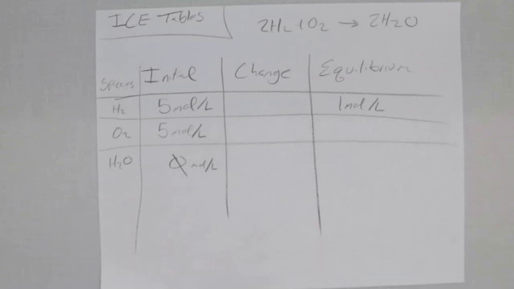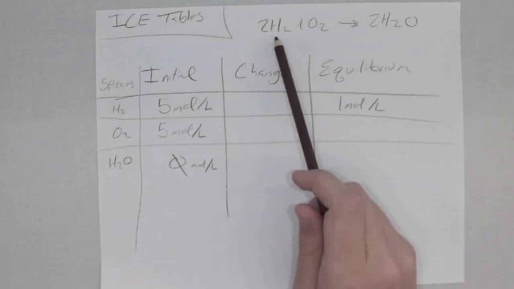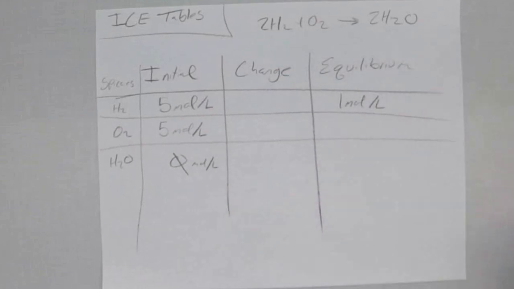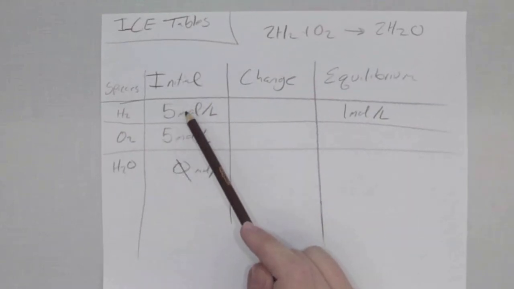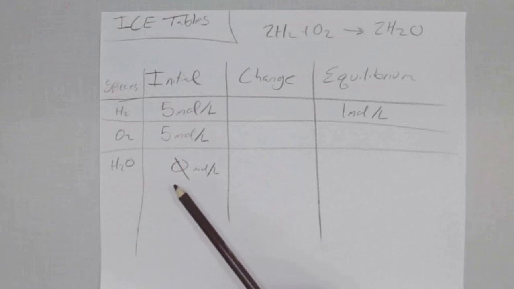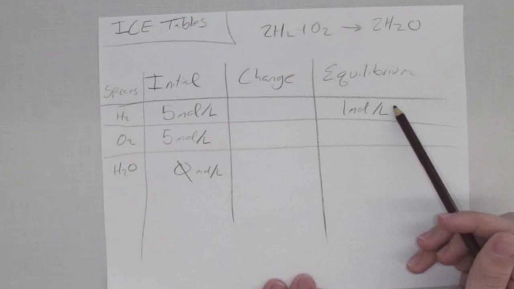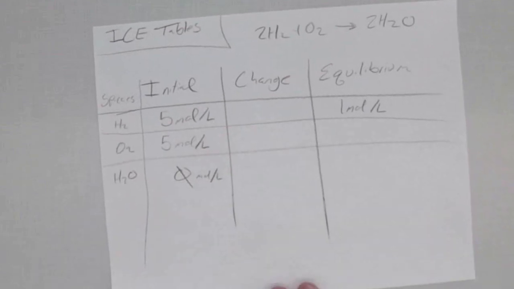If we begin with our initial part over here, you'll notice that for this problem, which is 2H2 plus O2 forms 2H2O, a very simple reaction, we already know all our initial concentrations. We start with 5 moles per liter of hydrogen, 5 moles per liter of oxygen, and none of water. We also know our final equilibrium of hydrogen. That is 1 mole per liter.